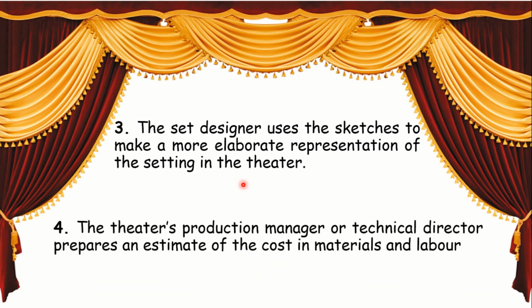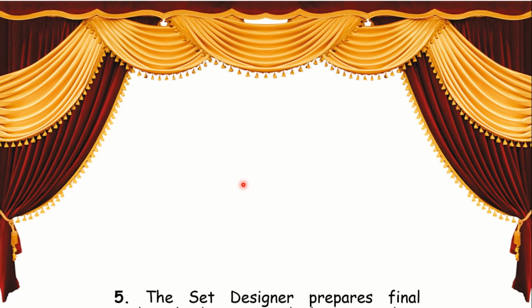Next is the theater's production manager or technical director prepares an estimate of the cost in materials and labor. So many sheets of plywood, so many hours of welding or painting. If this estimate exceeds the amount budgeted for the set, the designer and director are asked to make cuts or redesign. The theater may also decide to spend more money.